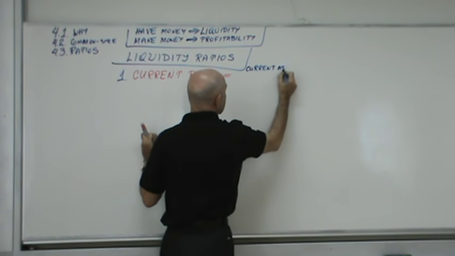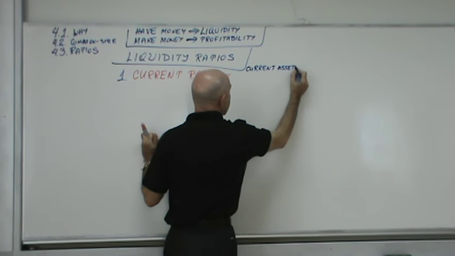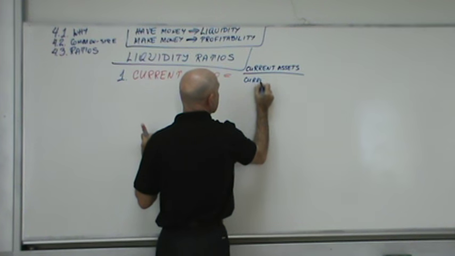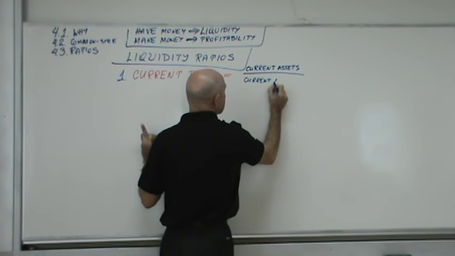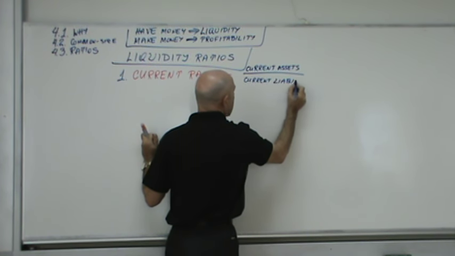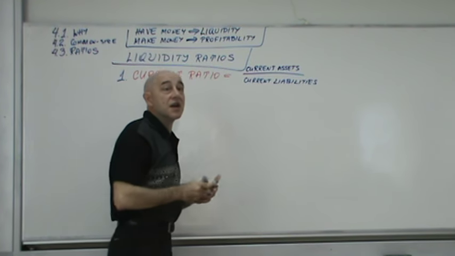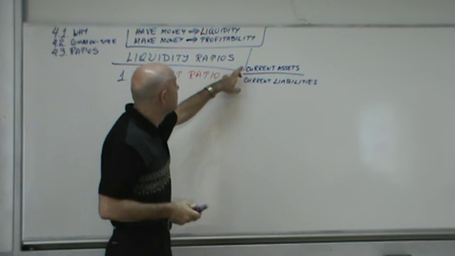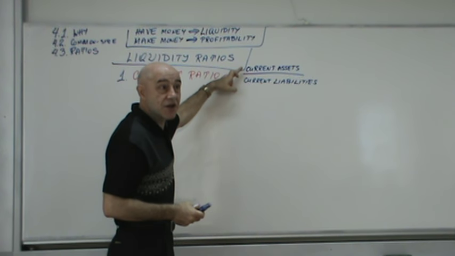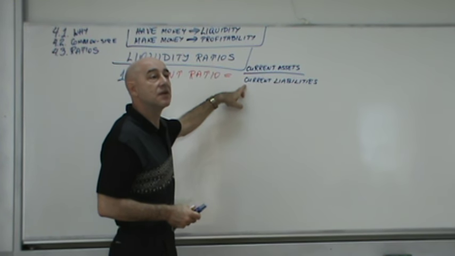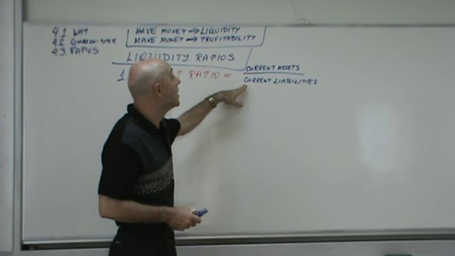current assets over current liabilities. Current means convertible to asset, to cash within a year. Current liability means payable in cash within a year.